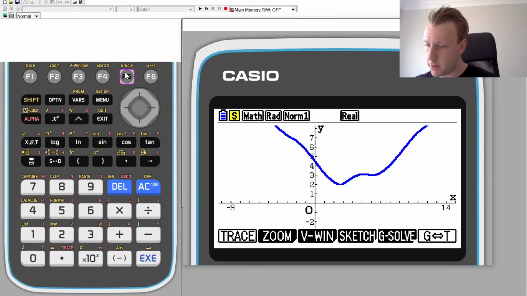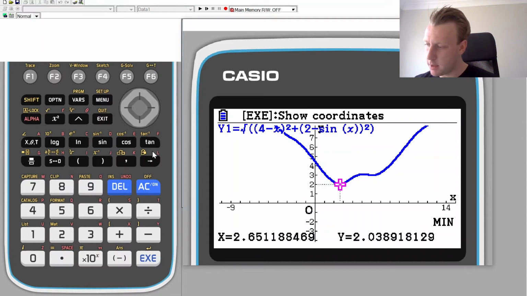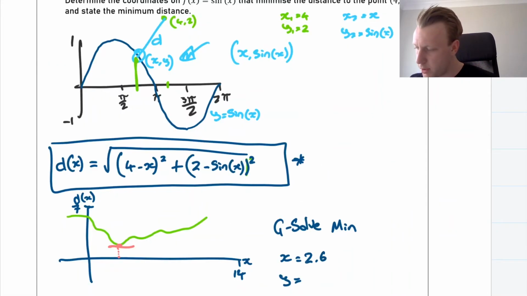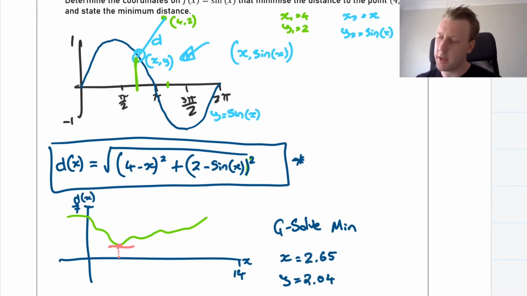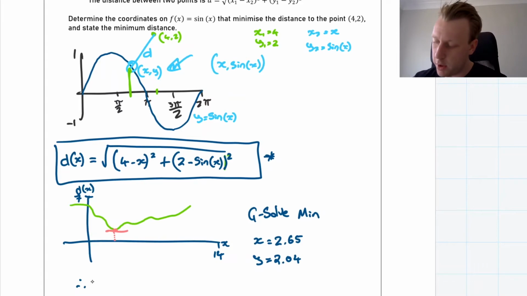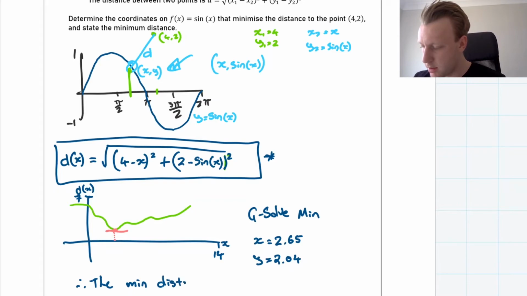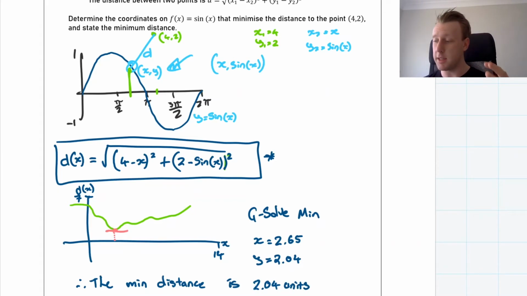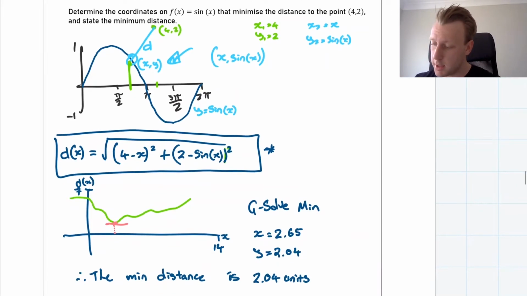So G solve minimum, right there. So x is 2.65, y is 2.04. Now I've just got to interpret this here. Therefore, the minimum distance is 2.04 units, because the y value there on that function, that's the distance. So the distance that's minimized is 2.04 units at x equals 2.65, you could call that radians if you will.